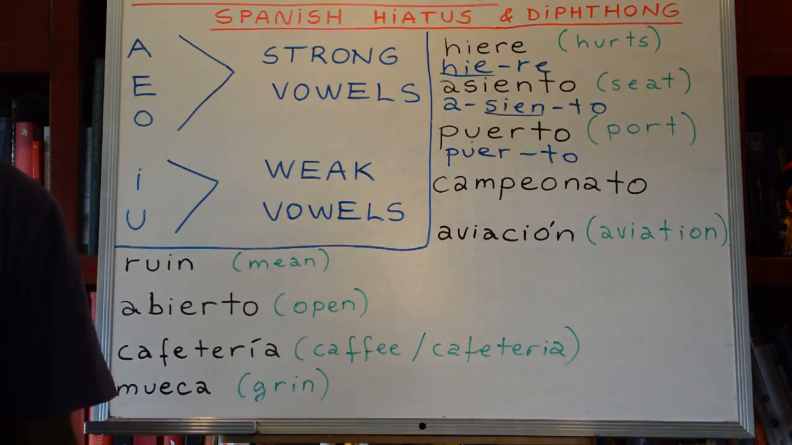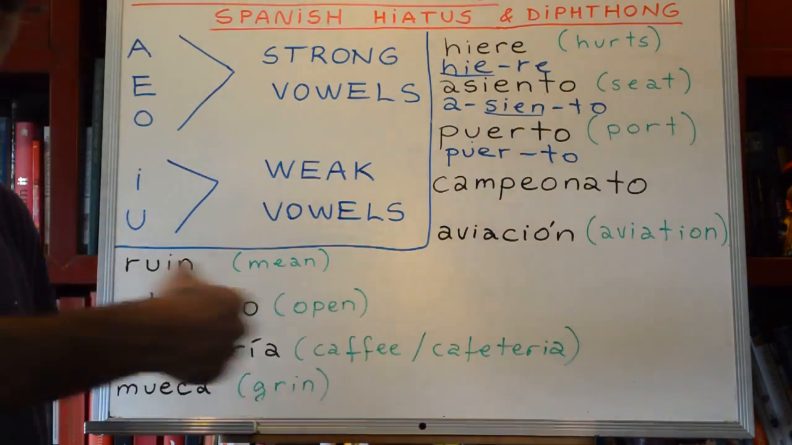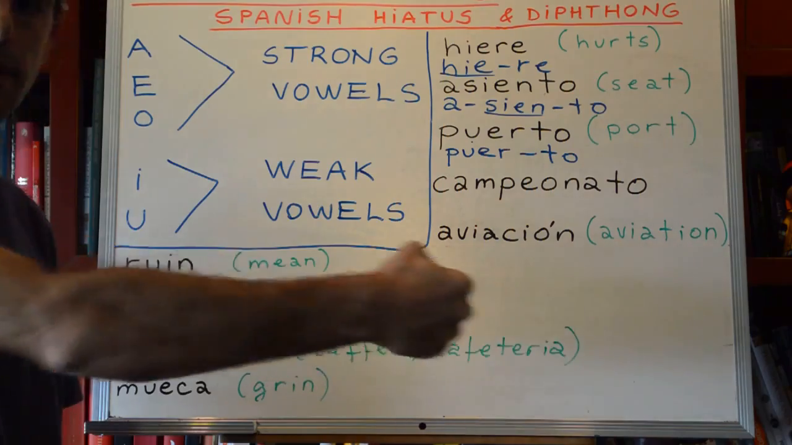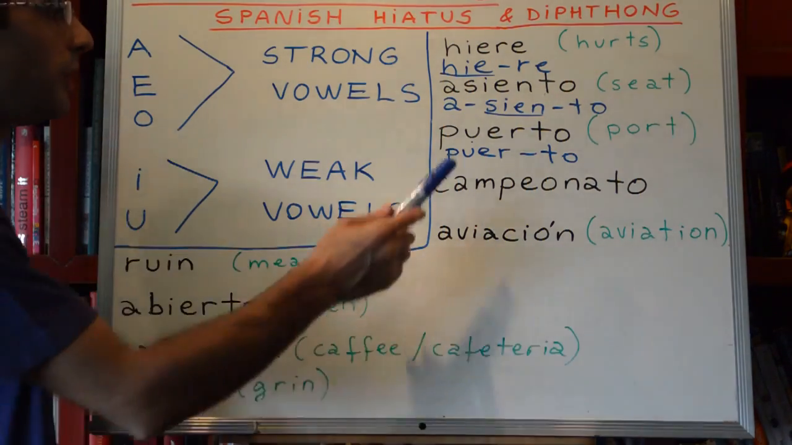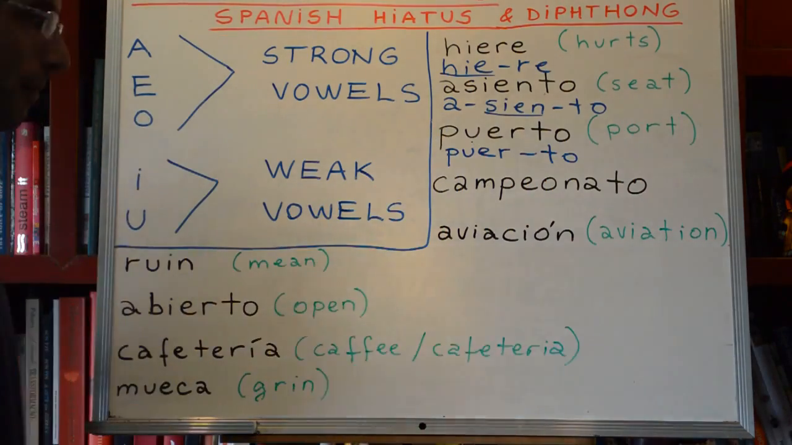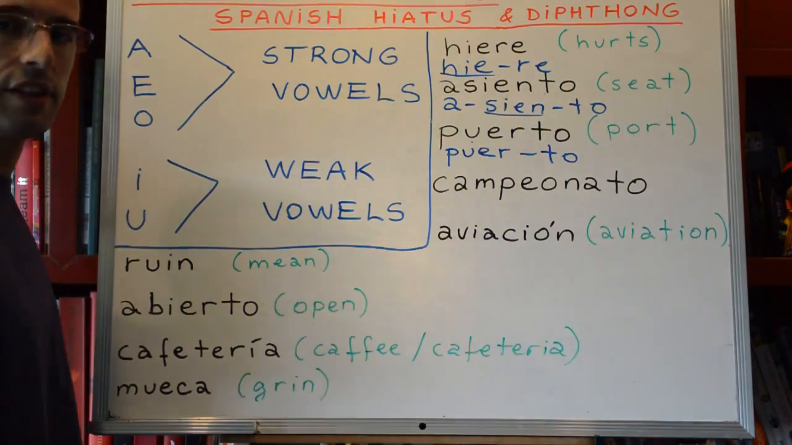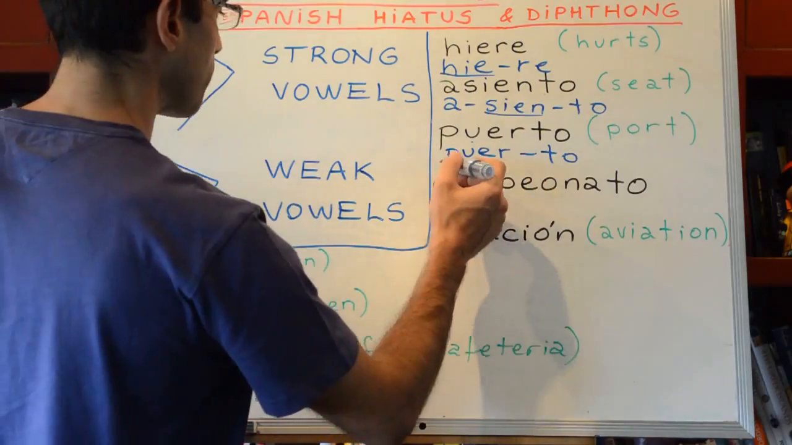Puerta is Spanish for door. We open the door, we close the door. Abrimos la puerta, cerramos la puerta. Puerta es un diptongo también. Puerta is a diphthong as well. Puer, diphthong.